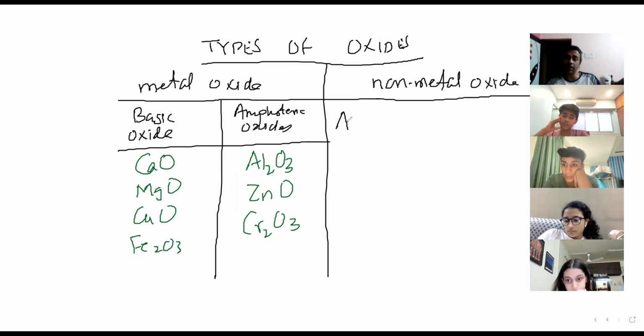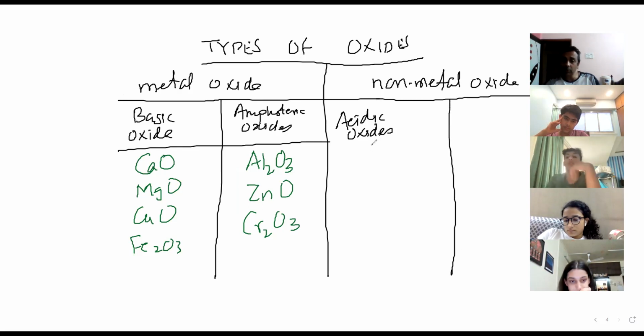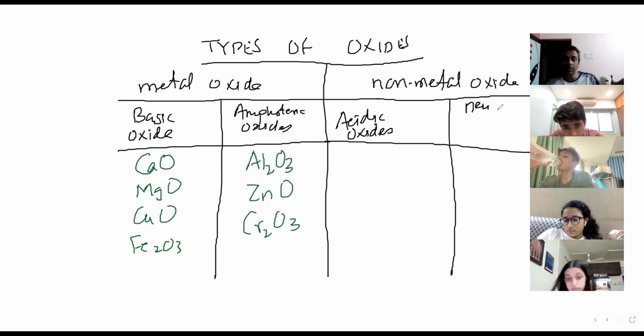Now similarly, non-metal oxides are acidic oxides. Like metal oxides are basic oxides, non-metal oxides are acidic oxides. Now, just as not all the metal oxides are basic oxides, in the same way not all the non-metal oxides are acidic oxides. There are exceptions here also. Some of the non-metal oxides are neutral oxides.